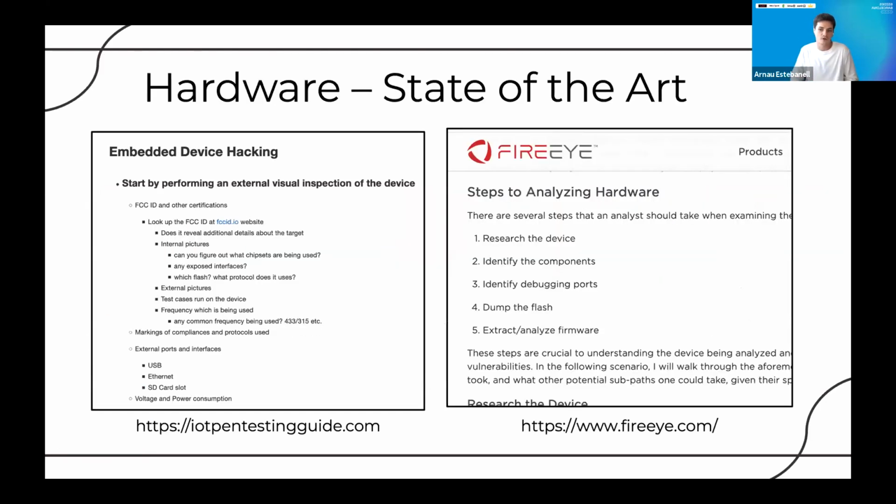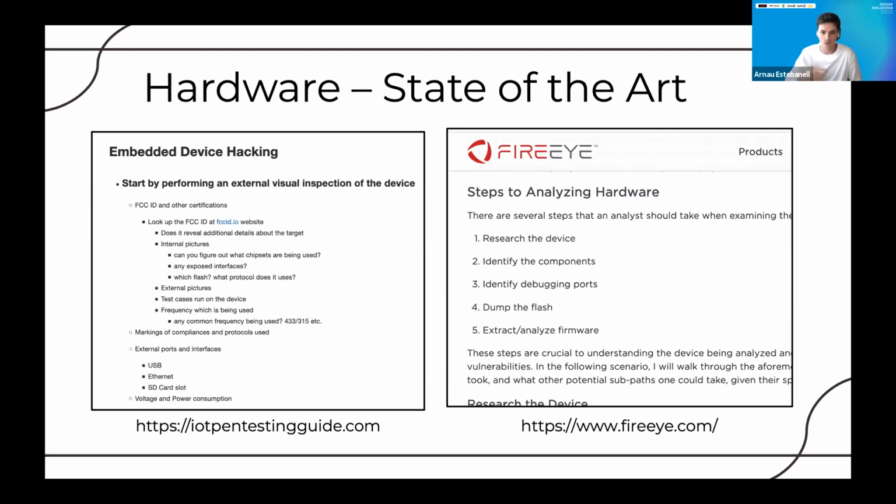So the state of the art of hardware pen testing was pretty limited. If you go and search online for hardware security, hardware pen testing, hardware offensive security, you'll see that the options are very, very limited. There is one page called IoT Pen Testing Guide, which has a lot of interesting information, but limited. But they had key concepts such as the FCC ID identification that allows you to get an understanding of how the IoT devices are made.